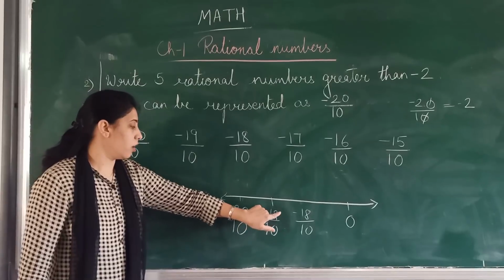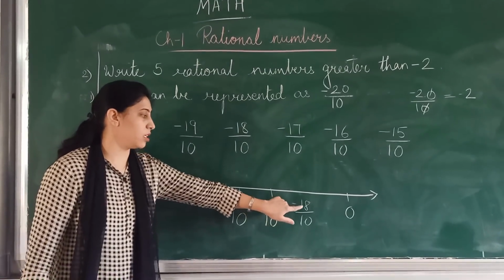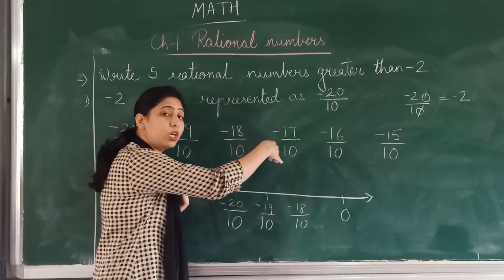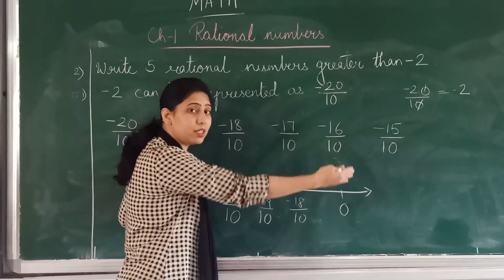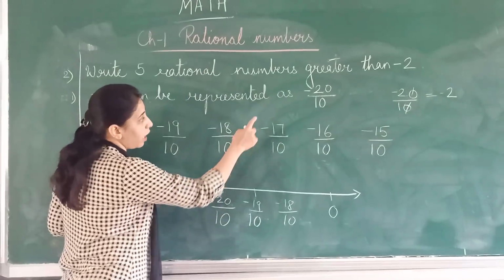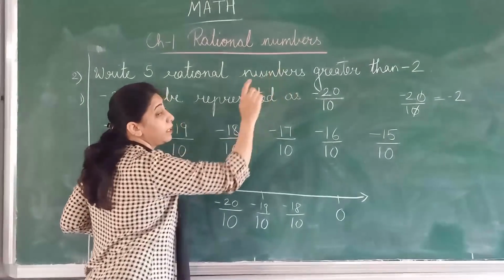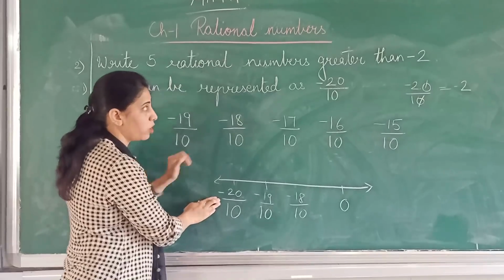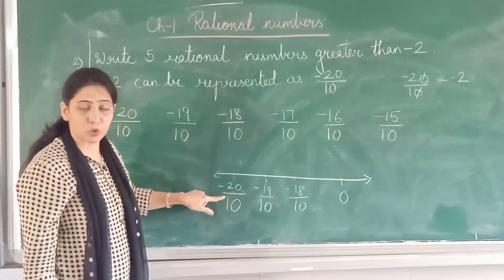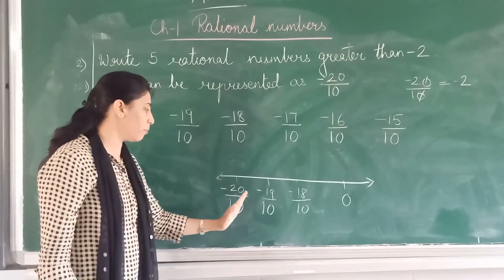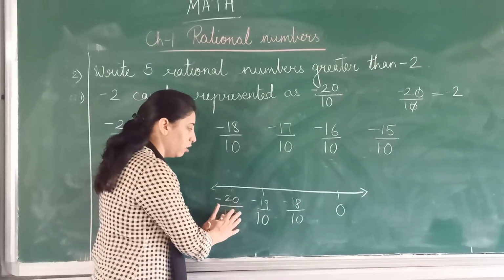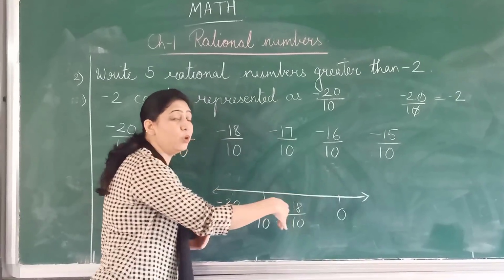Okay, then minus 18 is again greater than minus 19. So minus 17 is again greater than minus 18. So when you go to the right hand side, the value increases, means we get the greater numbers. Okay. And what is the question? You have to find out the greater numbers than minus 20 upon 10. So which are the greater numbers than minus 20 upon 10? That is minus 19 upon 10 and so on. So when you go to the right hand side, the value increases.